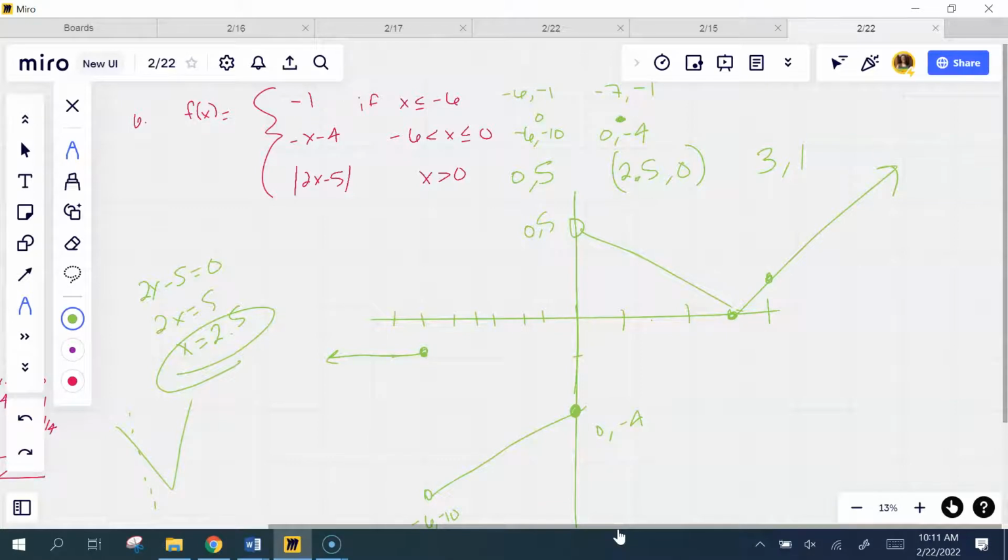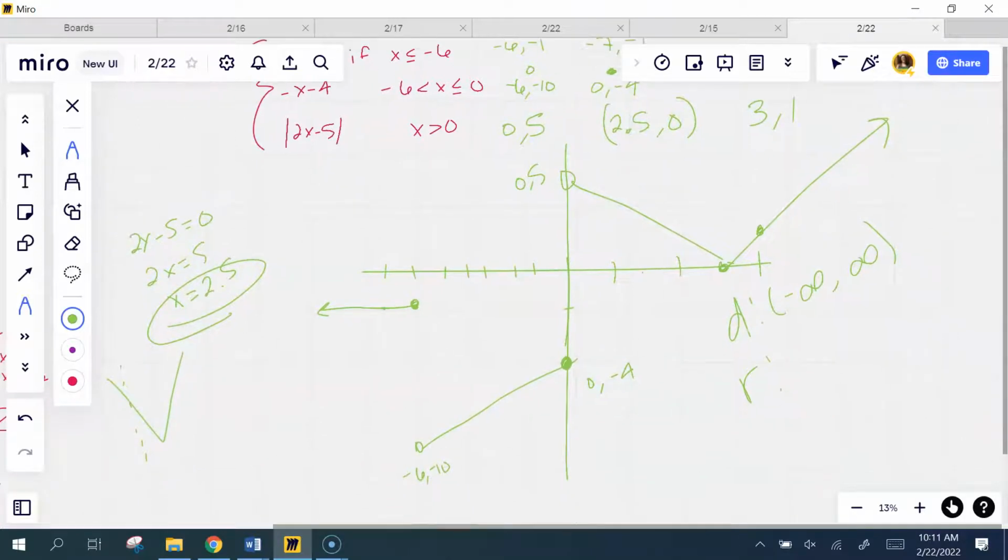How about domain? Did you have to do that here? Yep. What about the range? The lowest the graph ever goes. -10. Open or closed? Open. Up to what? Does it go up to infinity?